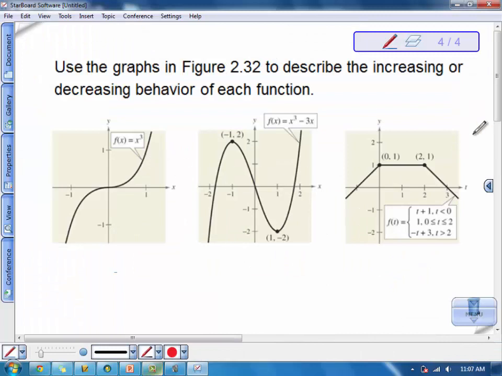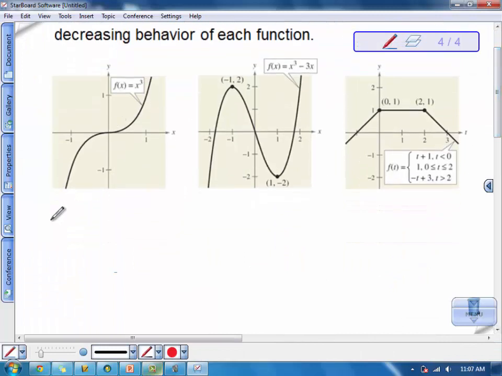Here are 3 functions that we've got graphed here. This one's increasing everywhere. For every x value that gets bigger, y also gets bigger. Any point you choose, and then a bigger x point like this one, the y value is bigger for each and every point on this. So we would say it's increasing from negative infinity all the way to infinity. Okay, for the first one.